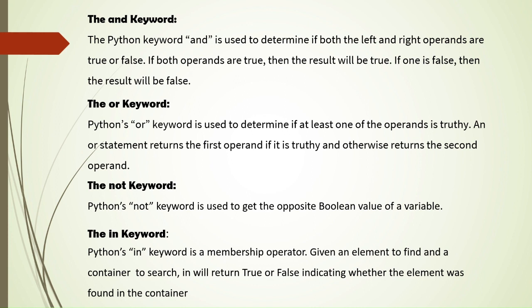The OR keyword. Python's OR keyword is used to determine if at least one of the operands is truthy. Truthy is nothing but true. An OR statement returns the first operand if it is true and otherwise returns the second operand.